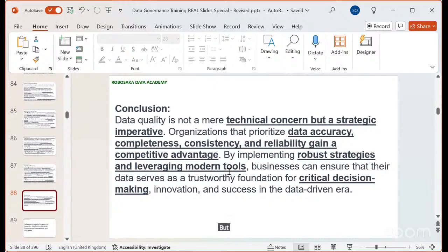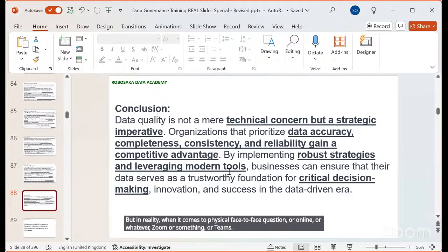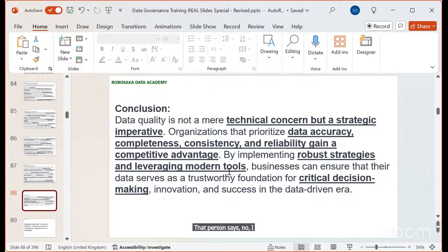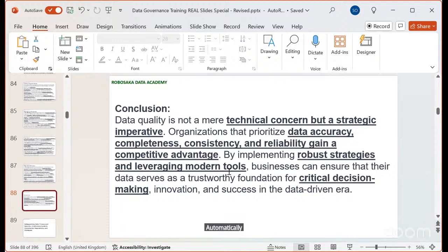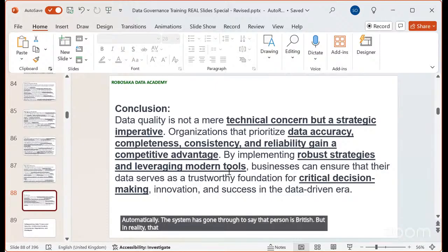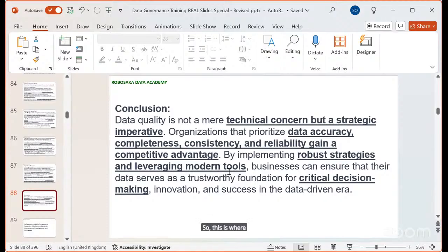But in reality, when it comes to a physical face-to-face question, or online, on Zoom or Teams, that person says, no, I'm not a British citizen, or no, I don't have a British passport. The system has gone through to say that person is British, but in reality, that person is not British. So this is where I say human errors, even on drop down, could also be faulted.